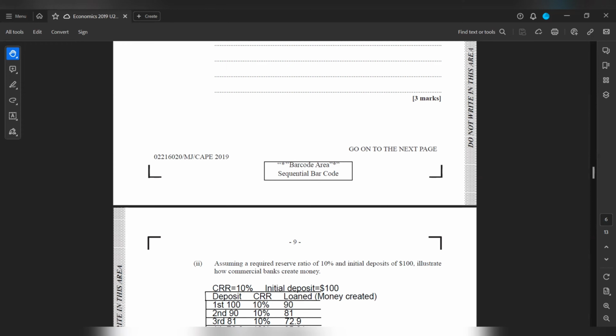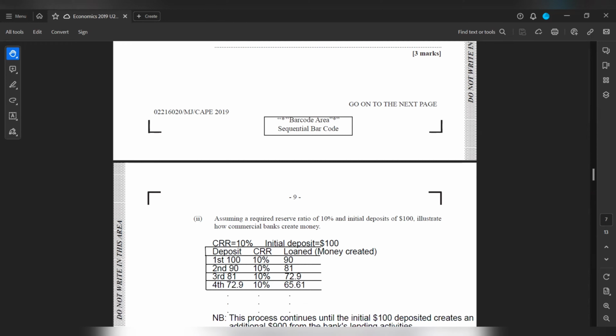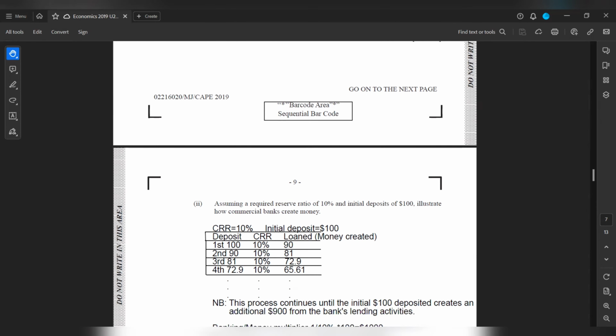And this process continues until the bank has no more money to loan out as the amount that is deposited into the bank decreases. This process continues until the initial 100 deposited creates an additional 900 from the bank's lending activities.